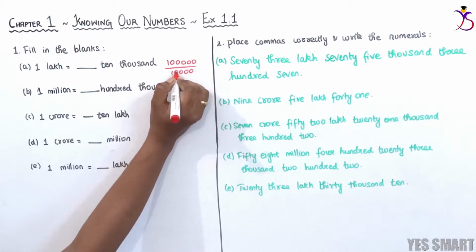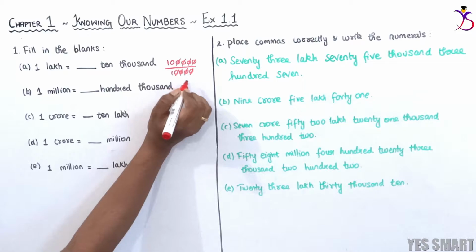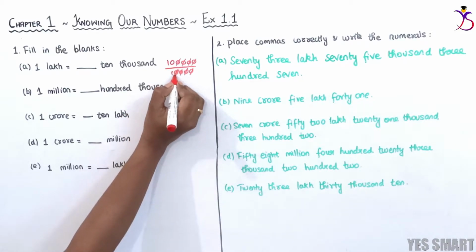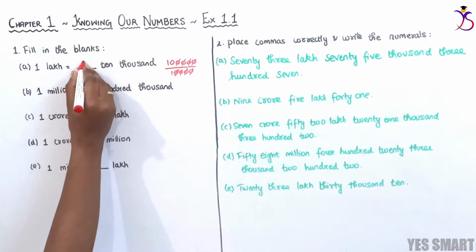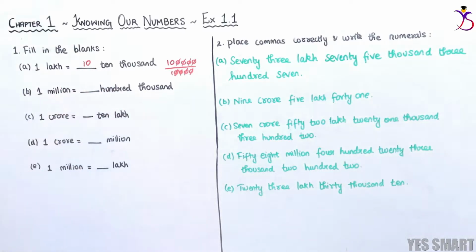So, on cancelling, we have the answer 10. So there are 10 thousands in 1 lakh. 10 into 10,000 gives us 1 lakh. So that is the meaning of it. We are just reformatting the lakhs in terms of 10,000.